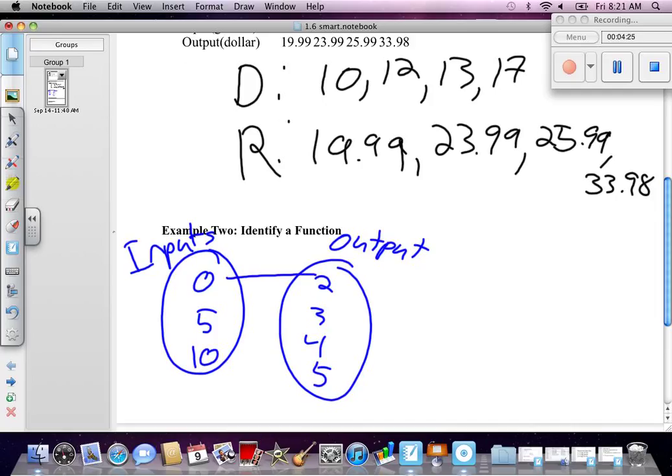Now 0 goes to both 2 and 3. 5 goes to 4, and 10 goes to 5. Let's read over that definition of a function again. It says that each input is paired with exactly one output. Is any of these inputs paired with more than one output? Which one? 0. So this set of numbers is not a function.